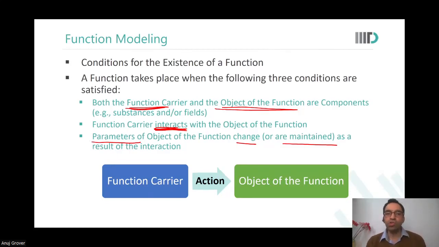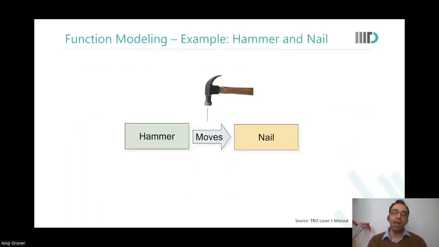Okay. So, for example, hammer moves the nail. What is the function carrier over here? It's a hammer. What is the object of the function? A nail. And what parameter has changed? Position. The position of the nail has changed. So some parameter has also changed. So this is a valid function.